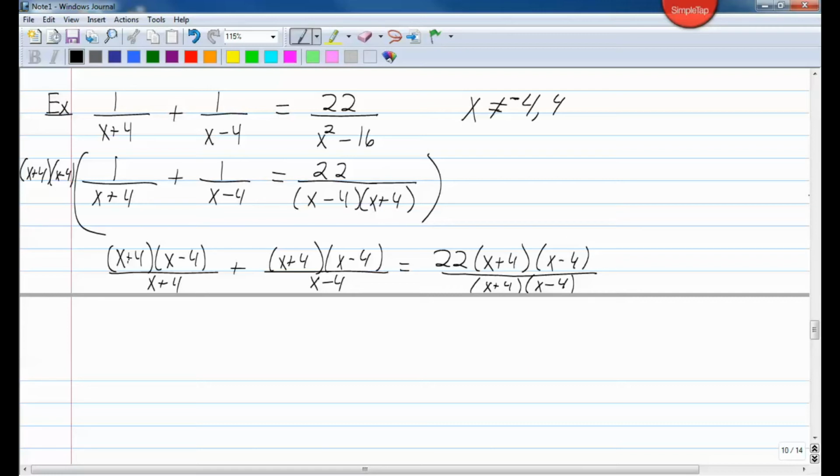Now I need to cancel like terms out. So this and this will cancel out. This and this will cancel out. Those cancel out. Those cancel out. I'm left with x minus 4 plus x plus 4. Since this was a plus and this was the only thing left, I dropped the parentheses. Equals 22. So now add your x values together. Your constants cancel each other out, negative 4 and positive 4. Divide both sides by 2 to get x by itself, so I get x equals 11.